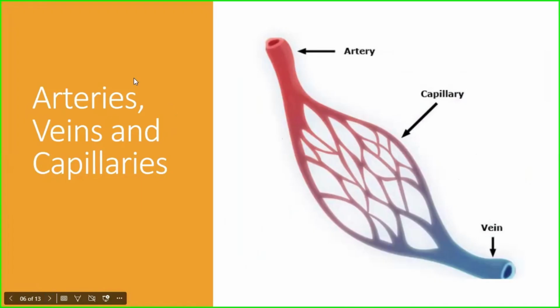Blood vessels. There are three types of blood vessels: arteries, veins, and capillaries. Arteries are blood vessels that carry blood from the heart to body parts, and veins are the blood vessels that collect deoxygenated blood from the body parts to the heart. Capillaries are one-cell-thick, thin-walled blood vessels where the exchange of material takes place, and they are present at the junction of arteries and veins.